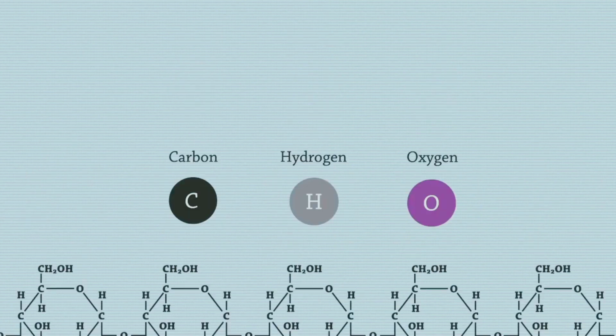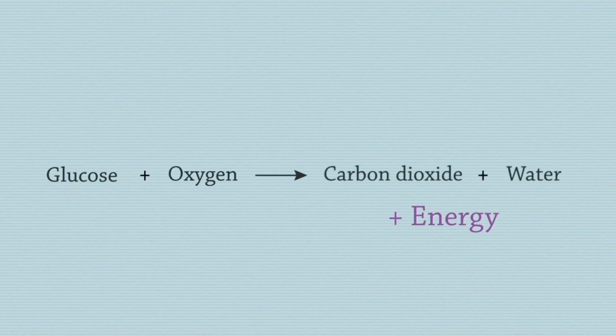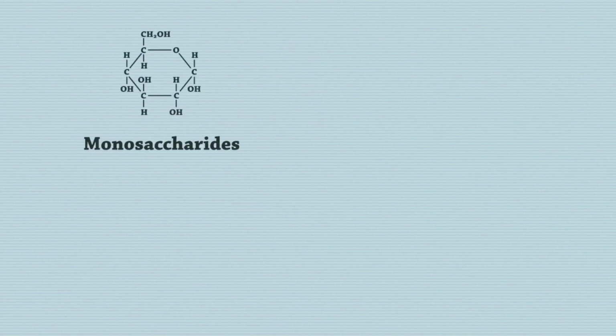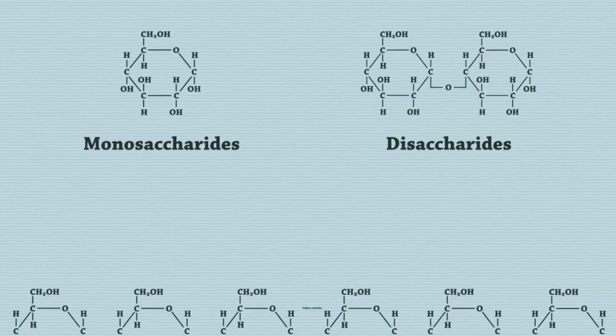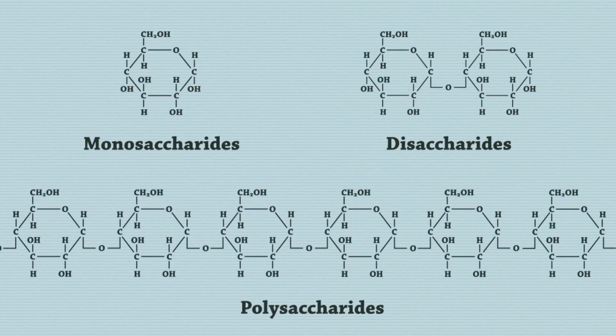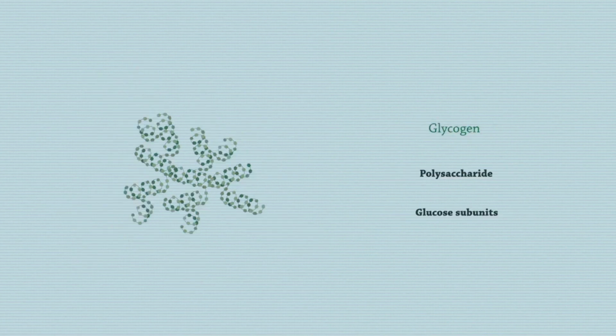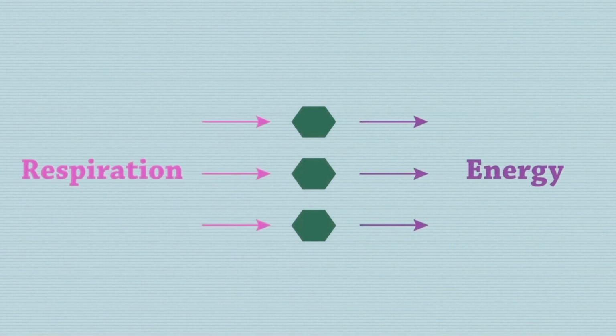In summary, these carbohydrates are polymers of simple sugars made of carbon, hydrogen, and oxygen atoms, which provide fuel for living organisms. The energy is transferred when the sugars react with oxygen during respiration. They can exist as monosaccharides, disaccharides, or polysaccharides. Humans store fuel in the long term in the form of glycogen, which is a polysaccharide made of glucose subunits. This can be broken back into simple sugars, which can be respired when required to give us energy.